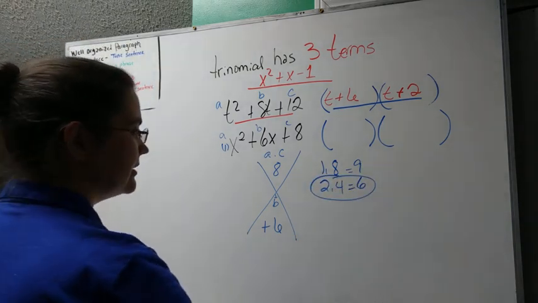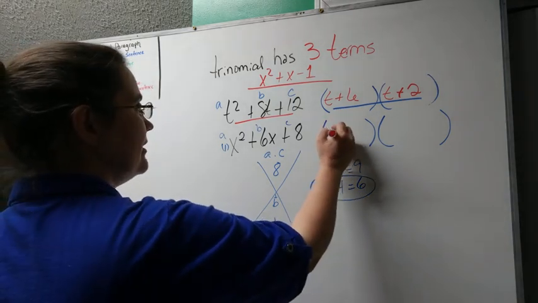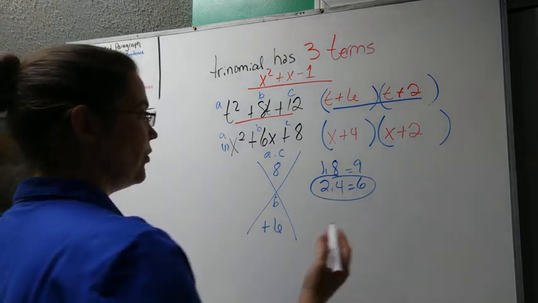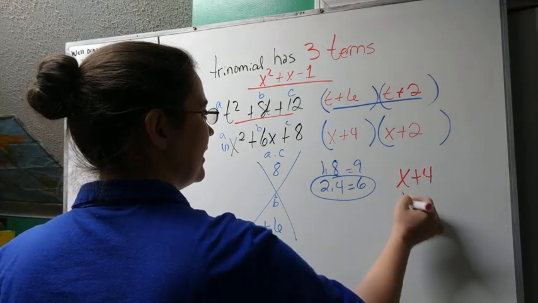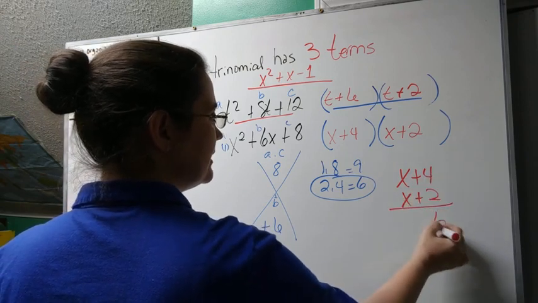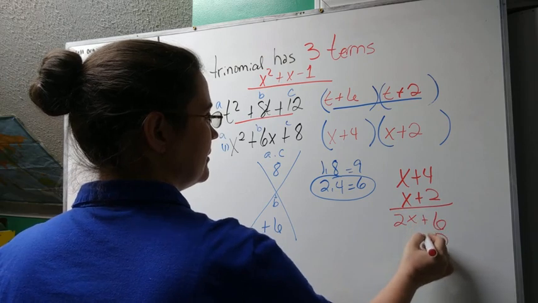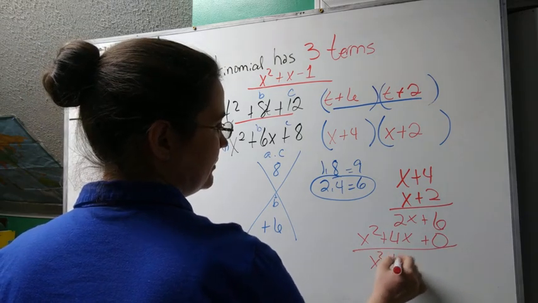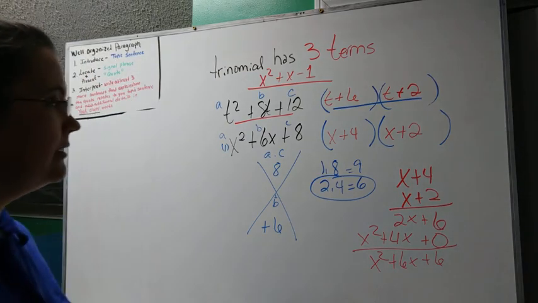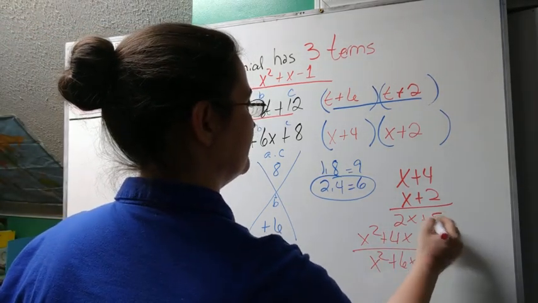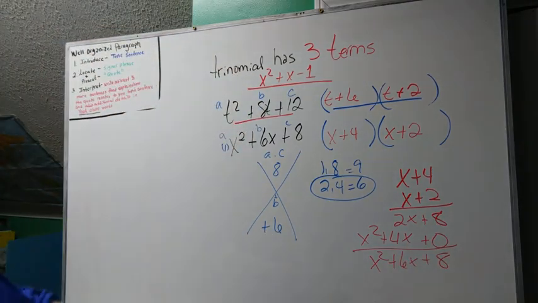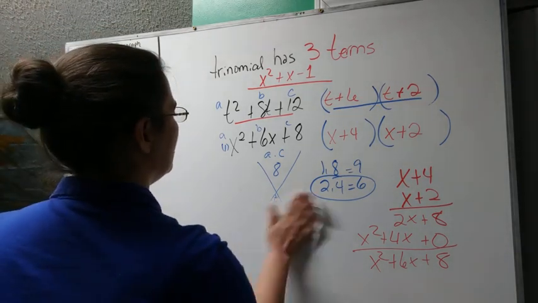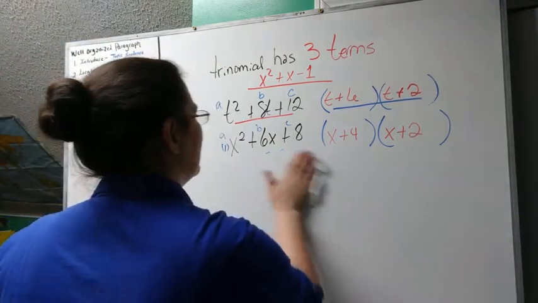Okay, so we're going to say x plus 4 and x plus 2. And again, you're going to want to check this. So x plus 4 and x plus 2, and times them out. 2 times 4 is 8, and that's going to give me a 2x. And then that's going to give me 4x and x squared. And that gave me x squared plus 6x plus 8. Okay, so this does match this answer here. So that was correct. Okay, so it's not terribly hard until you start dealing with the positive and negatives.